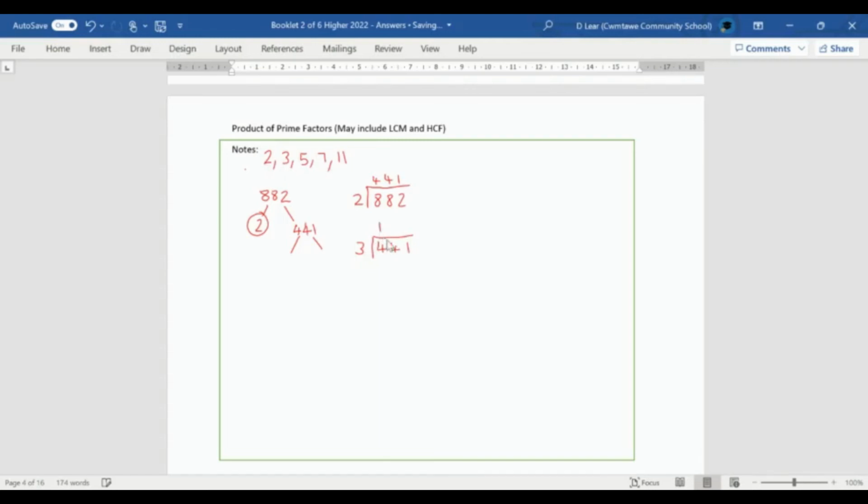3 goes into 4 once, remainder 1. 3 goes into 14 4 times, remainder 2. And 3 goes into 21 7 times. So that was a good choice. So 3 is prime, 147. I doubt it. Again, no point dividing that by 2 or by 5. It could be 7, could be 11, but I'd always bank on 3 until you recognize a number, okay?